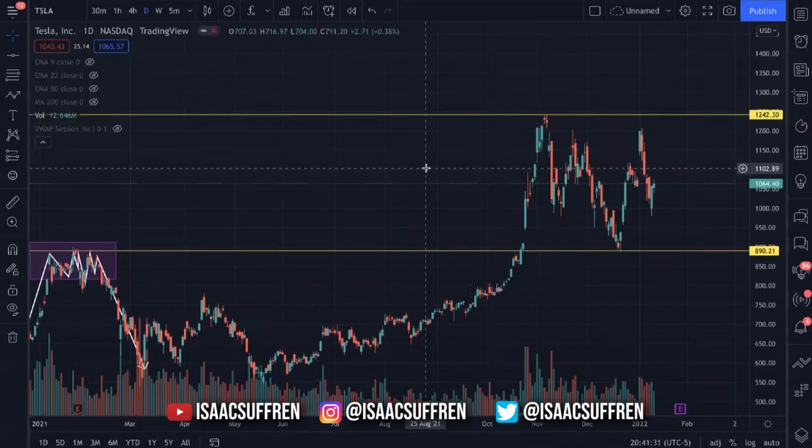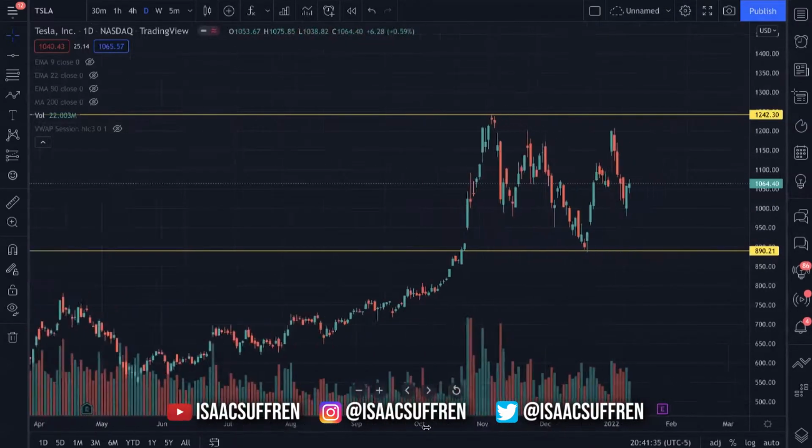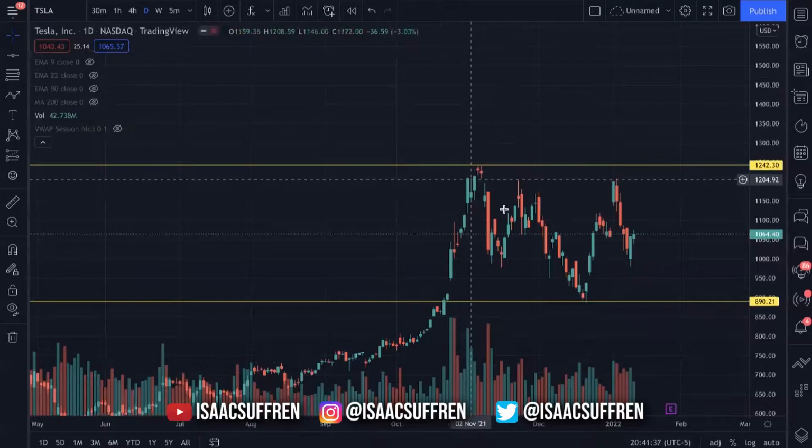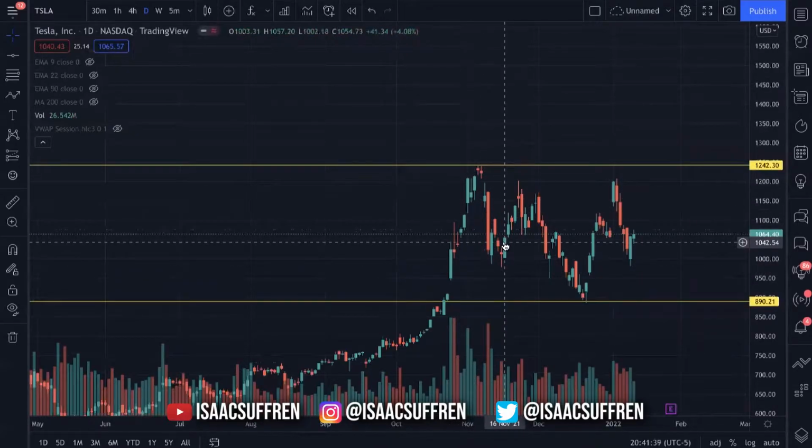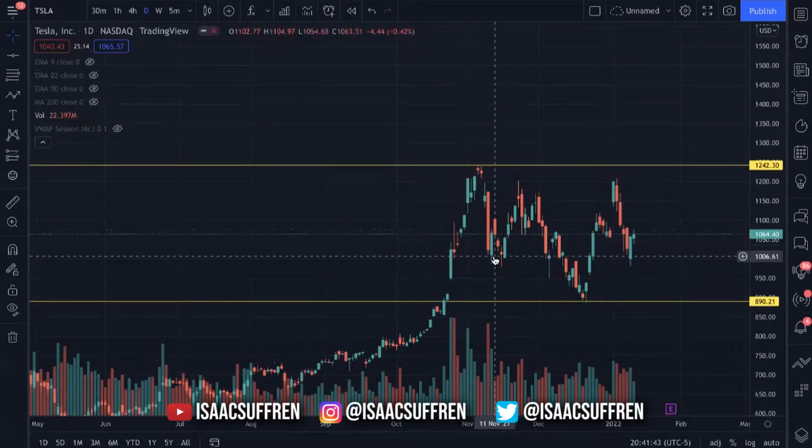Now, how do I know that this is the next resistance level? Anywhere where the price gets stopped up. This is an all-time high for Tesla. So 1242 is an all-time high. It has never been higher than that before, right? Obviously, I'm talking about after the stock split.